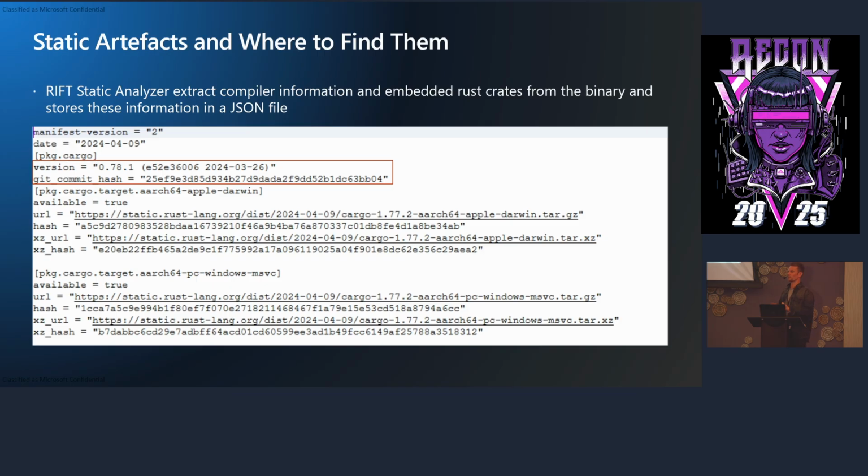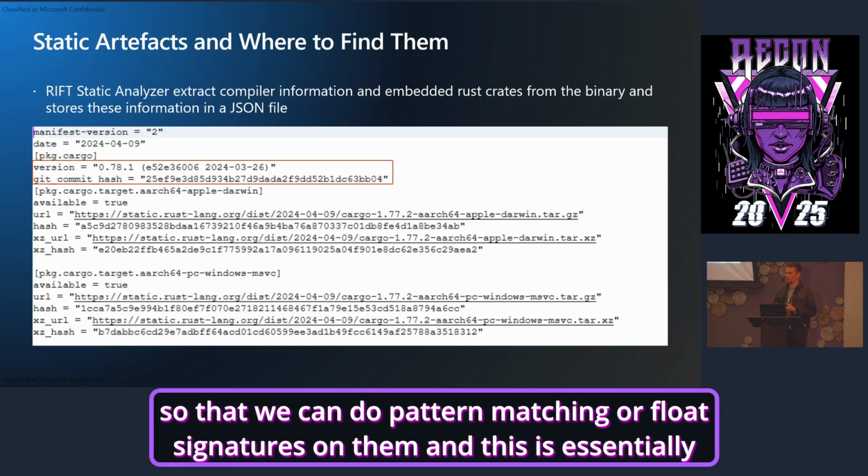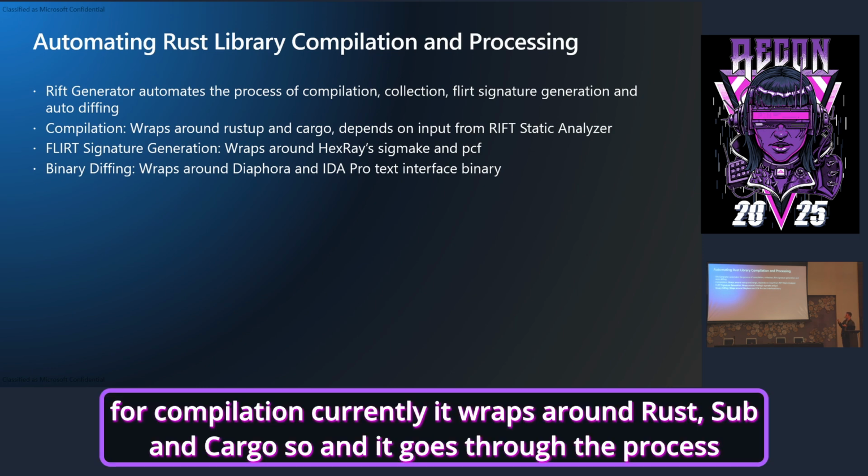The next step would be to try to build or recompile all of these dependencies so that we can do pattern matching or FLIRT signatures on them. And this is essentially what this Rift generator does. It's a wrapper around a set of tools that already exist. For compilation, it currently wraps around rustup and Cargo.